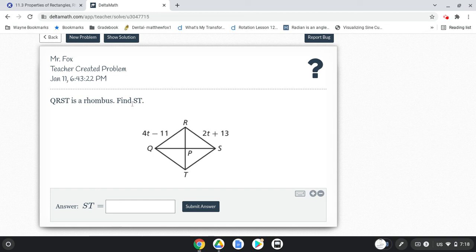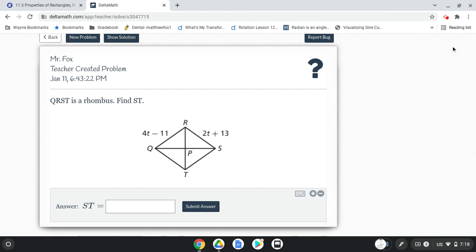Okay, so QRST here. This is a rhombus. This is find ST. So our end goal is to figure out what this side is. Keep in mind, if it's a rhombus, all the sides are the same. So if I can figure out what the sides are, I will know my answer. Now, 4t minus 11 and 2t plus 13, those are 2 sides right now. We know those will be equal to each other. So 4t minus 11 equals 2t plus 13.